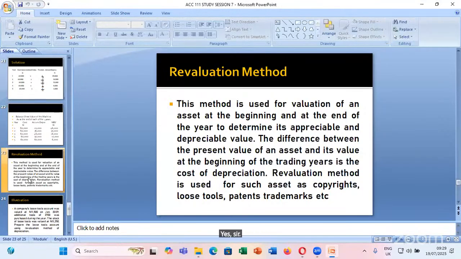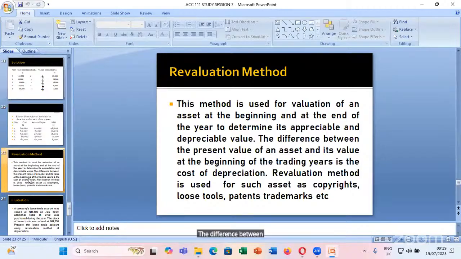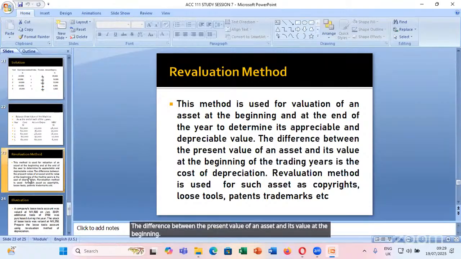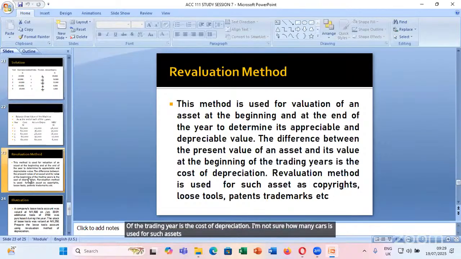Let's look at the revaluation method. This method is used for valuation of an asset at the beginning and at the end of the year to determine its appreciable and depreciable value. The difference between the present value of an asset and its value at the beginning of the trading year is the cost of depreciation. The valuation method is used for such assets as copyright, loose tools, patents, etc.